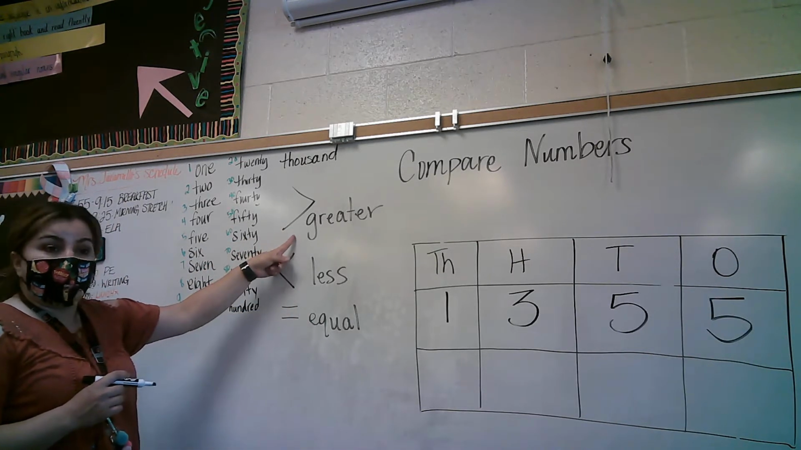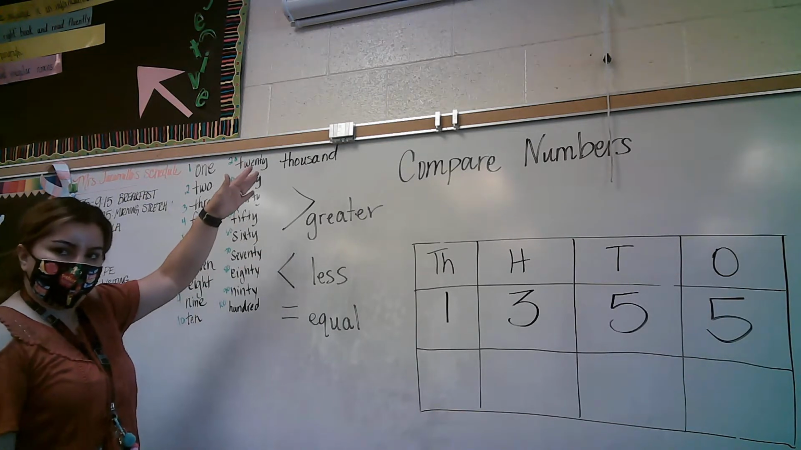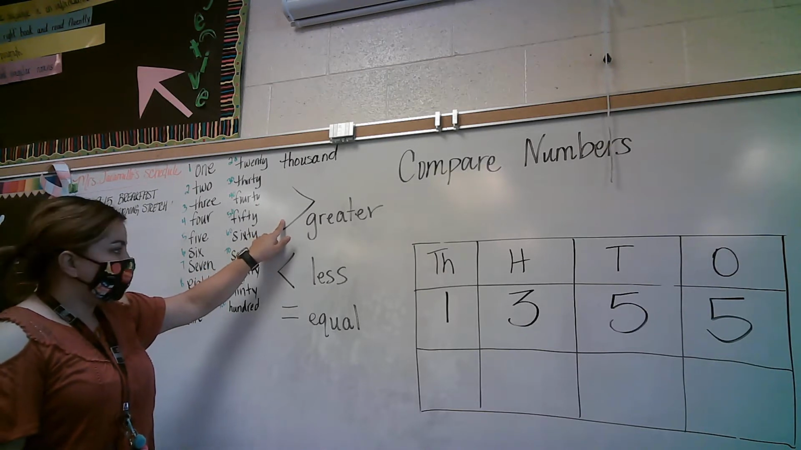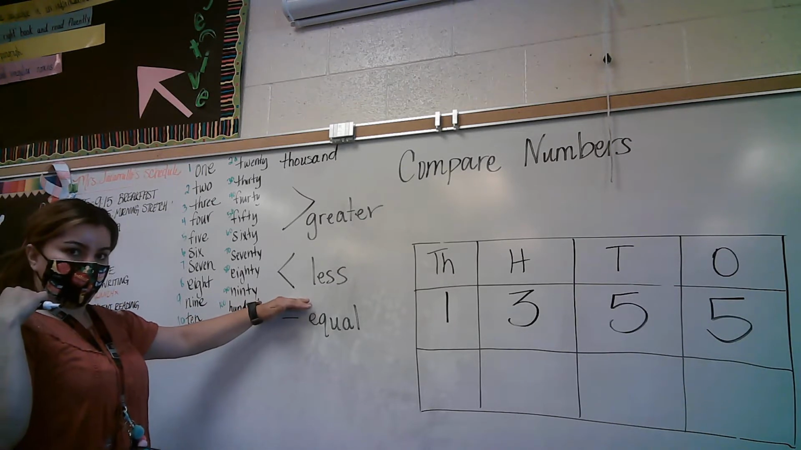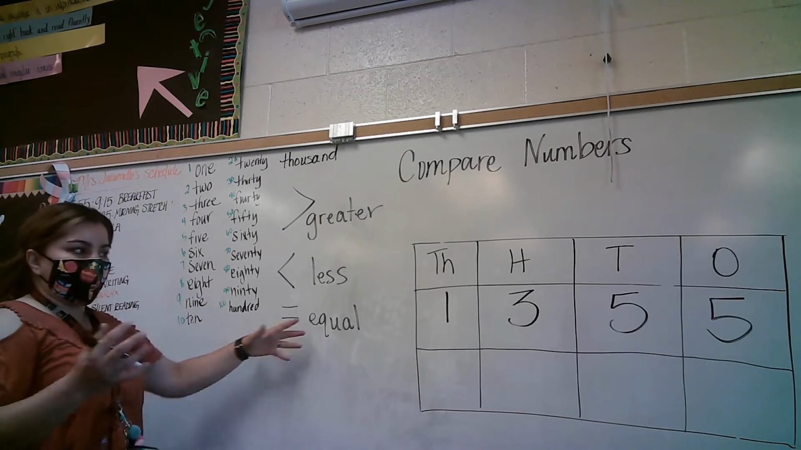So anytime a number is bigger, we can imagine these to be kind of like alligator mouths, and it's always going to eat the bigger number. The less is pointing to the less number. And then equal, they're the same numbers.